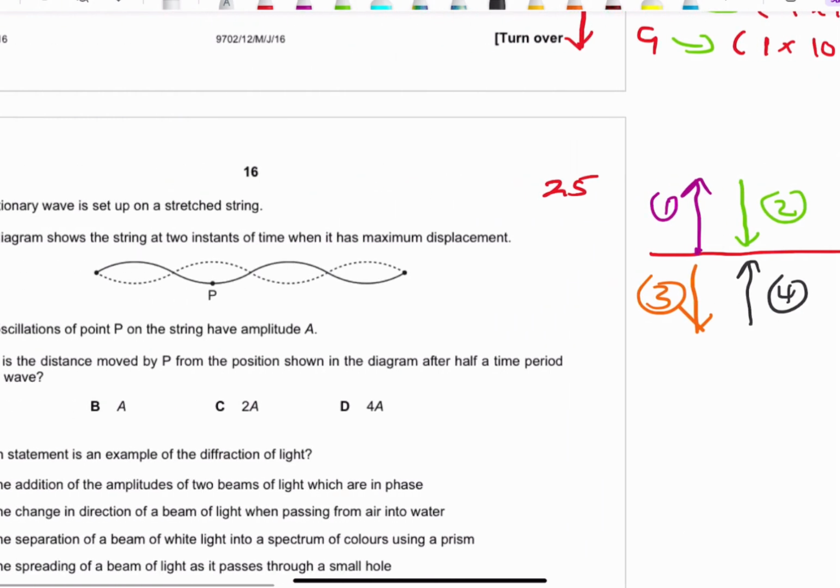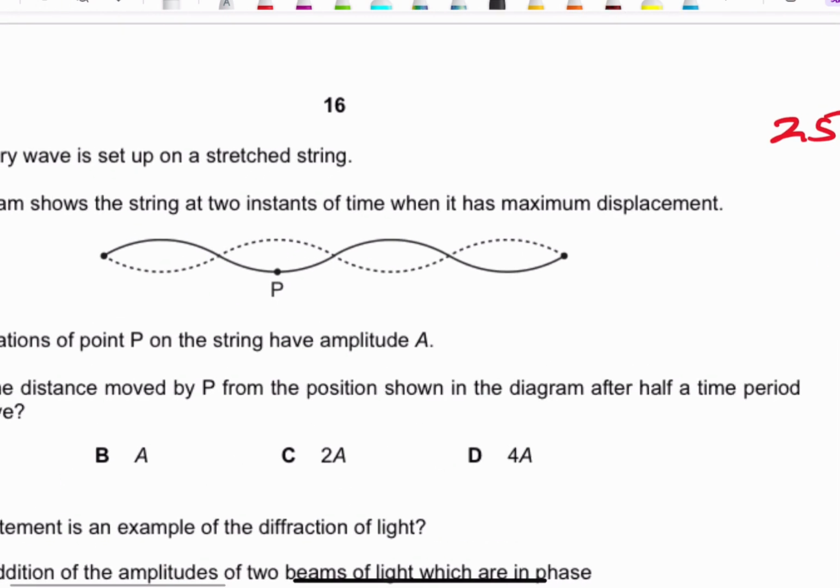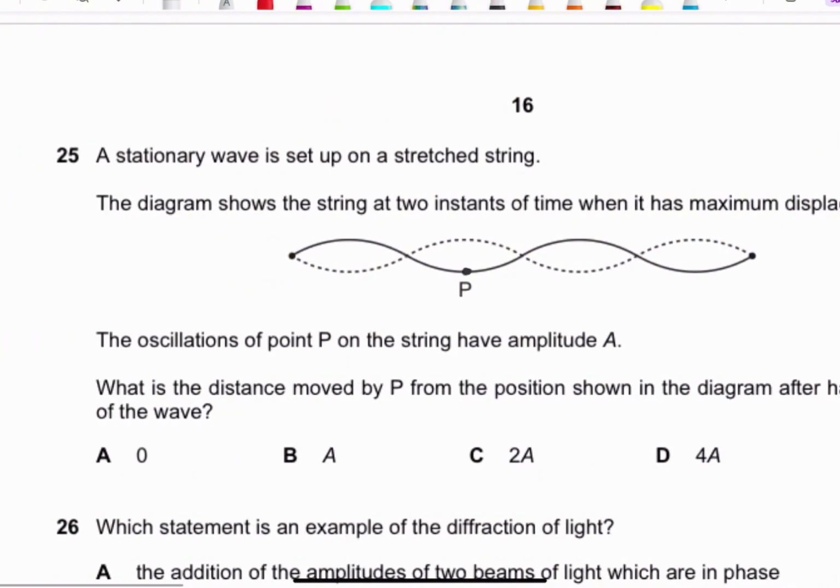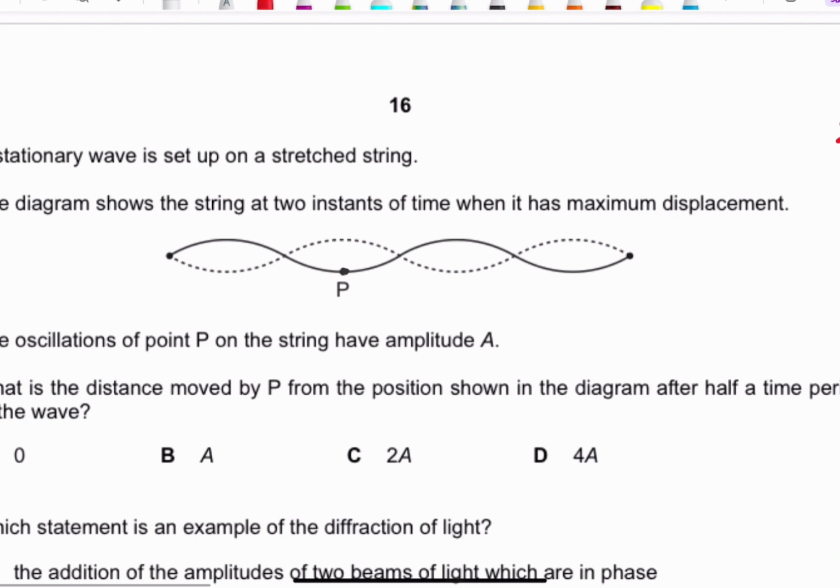So if a question is telling me half a period, what does it mean? Only 2 motions from where you are. So if I'm starting here, half a period looks like this. This is question 25. Half a period basically looks like this. So if I'm here and I have an amplitude of A, when I'm here, I assume this is my equilibrium position.